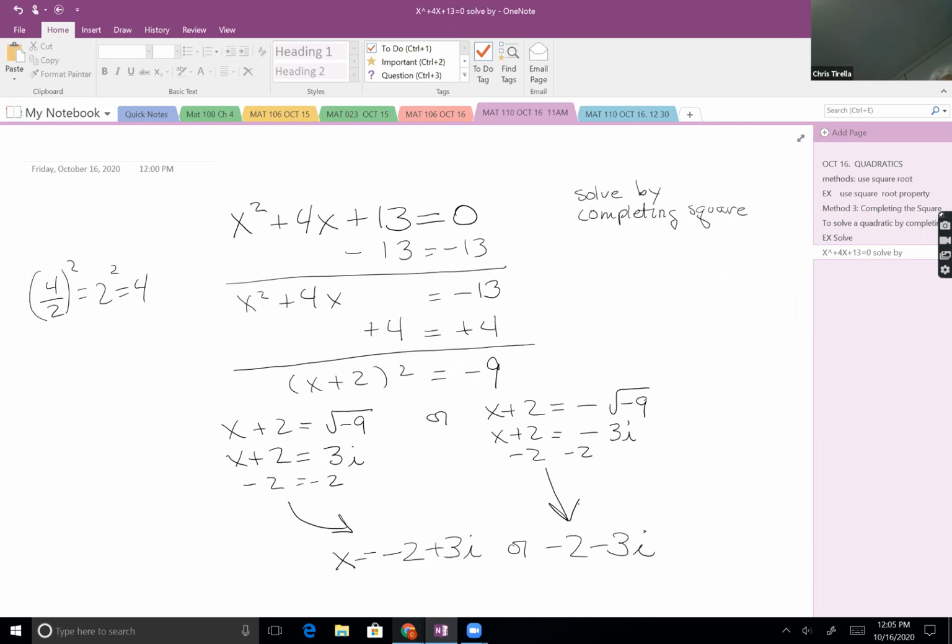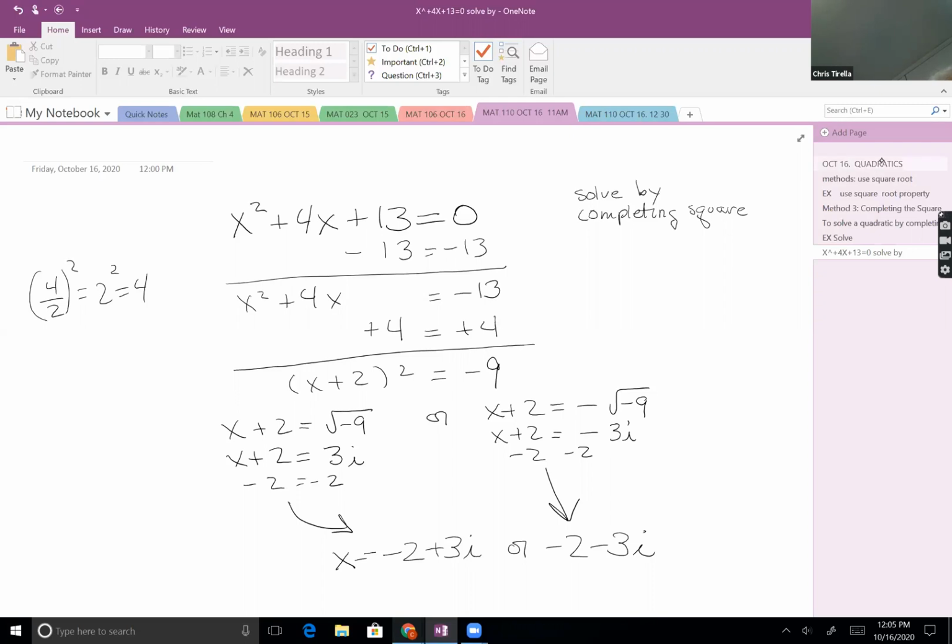I'm looking at what we've done so far today and where I want to go next. I'm thinking that where we go next will probably be more comfortable for you folks if you take some time to practice completing the square. So I'm going to stop here today.